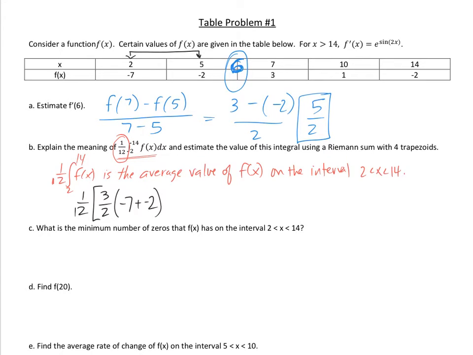That's my first trapezoid. And it's going to have a negative value because the graph's under the axis at these 2 locations. My next trapezoid stretches from 5 to 7, so that's a width of 2. We always divide by 2. The 2 y values are -2 plus 3. All right, my next one goes from 7 to 10, so that's a width of 3. My y values are 3 and 1. And my last one has a width of 4, and my y values are 1 and -2.